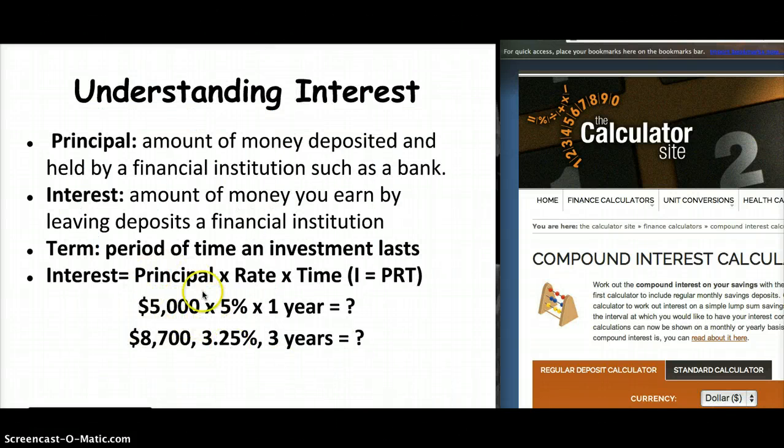Okay, so interest is principal. In this case, it's the 5,000 of the $8,700, the amount of money you put away. Interest is what you get on it from the bank, and the bank rate is going to change on a regular basis, depending on the Federal Reserve, the economy, etc. And then the term is 1 year, whatever amount of time you're going to put it away.